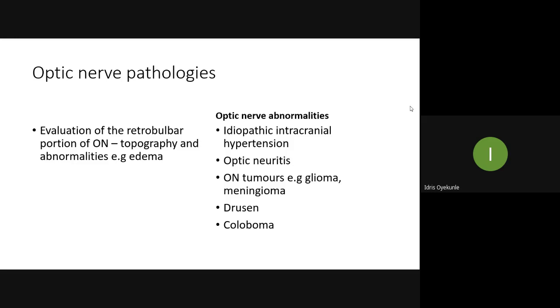For optic nerve pathology, this scan is also very amenable because it helps to evaluate the retrobulbar portion of the optic nerve. It's using topographic echography. You are able to assess if there's optic nerve swelling. Common optic nerve abnormalities that this scan is very helpful in distinguishing are idiopathic intracranial hypertension, optic neuritis, and optic nerve tumors.